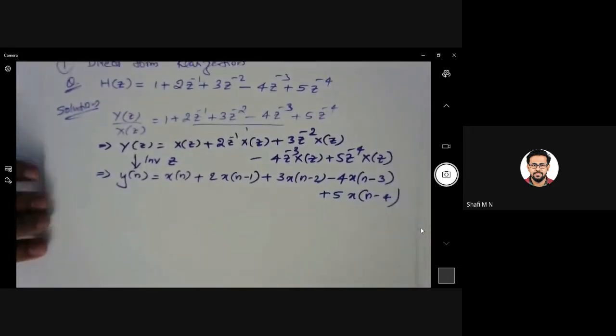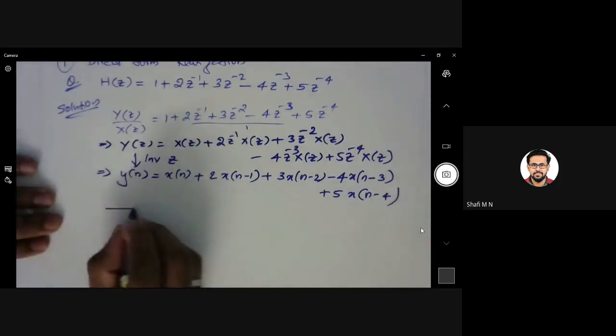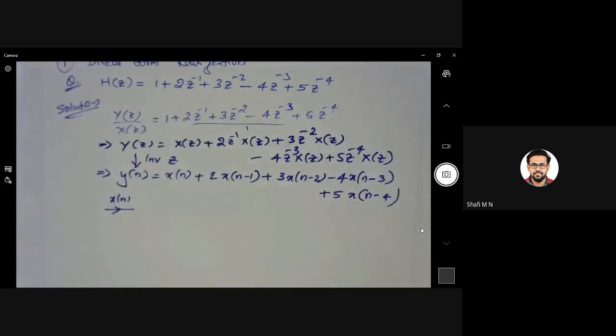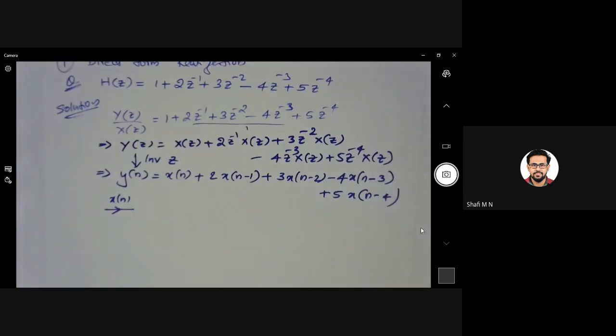Now help me to realize it. It's very cool. You can draw the diagram, right? See, if you have x of n, what you want is delayed versions of x of n, right? So you need 1 times delayed version, 2 times, 3 times, and 4 times delayed version. So how many delay elements are required? Yeah, definitely 4 delay elements.